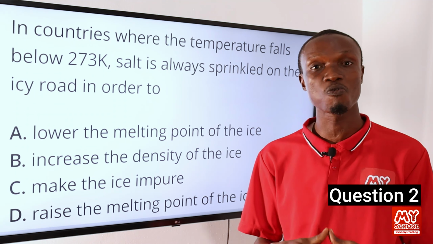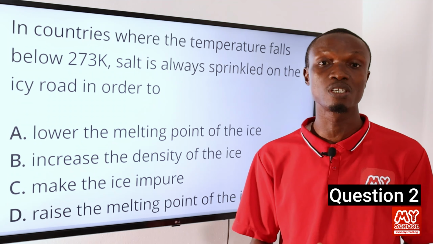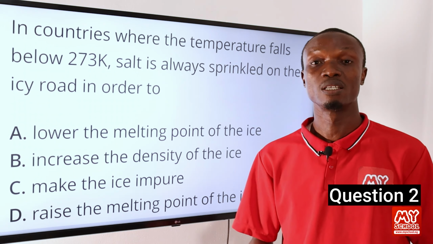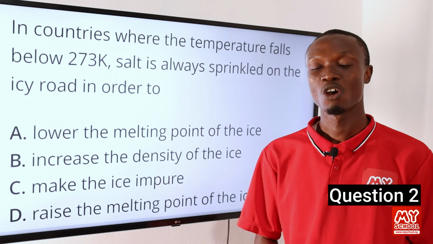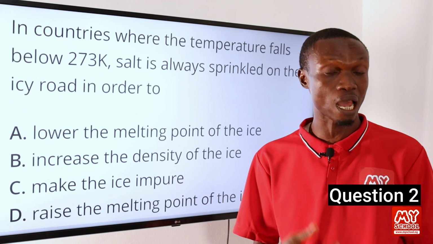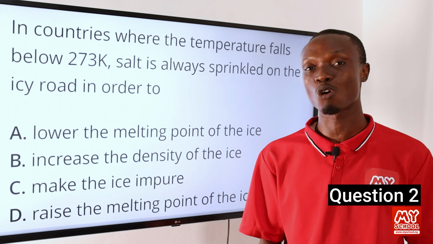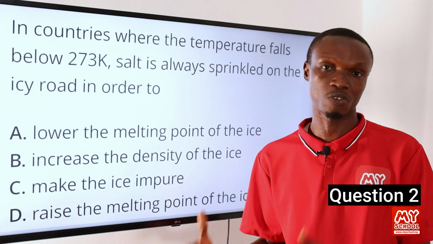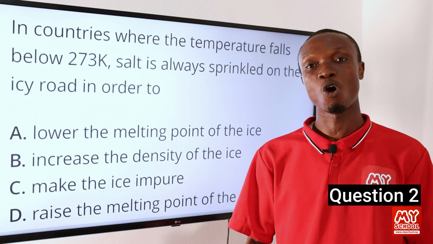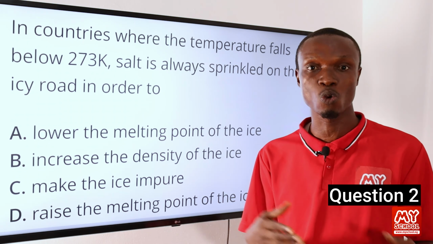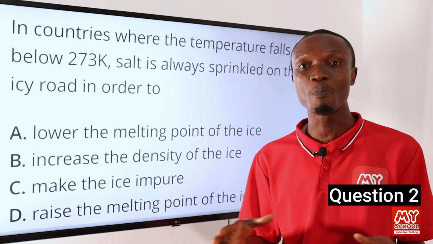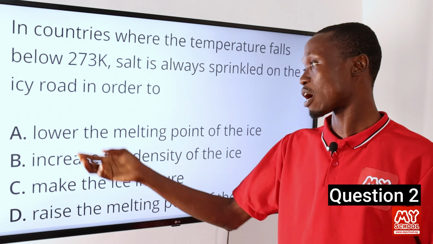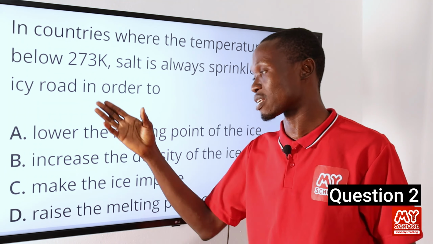It's a well-known fact that the presence of impurity in a substance actually lowers the melting point of that substance. So in polar and temperate climates where the temperature falls below 273 Kelvin, salt is always sprinkled on icy road in order to cause the ice to melt on time. So that makes option A the correct answer to this question.